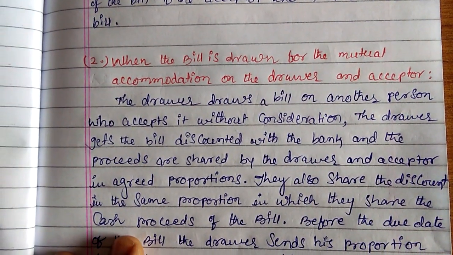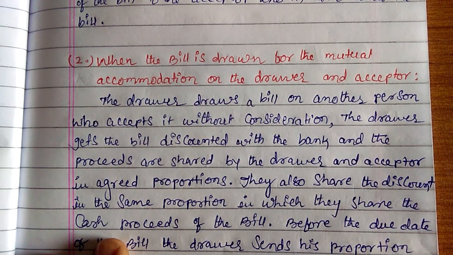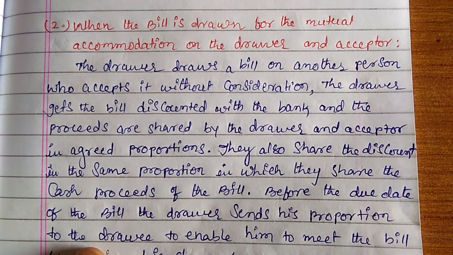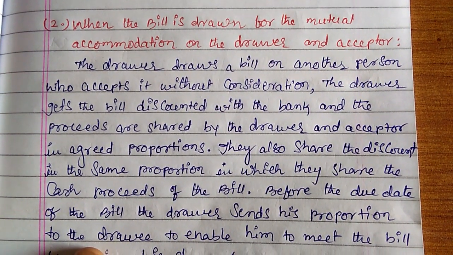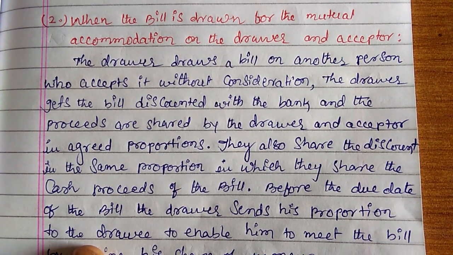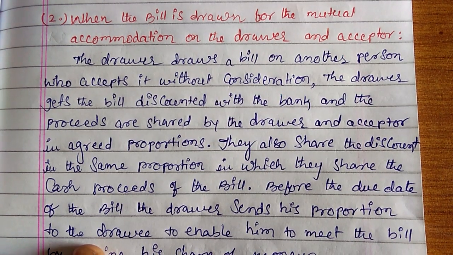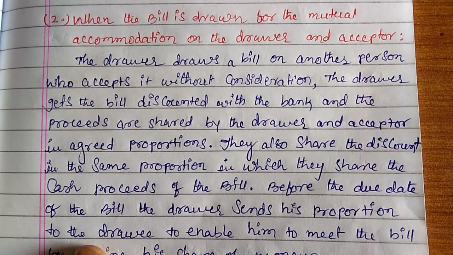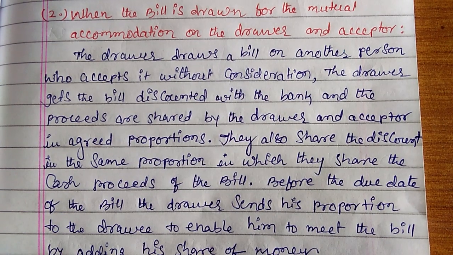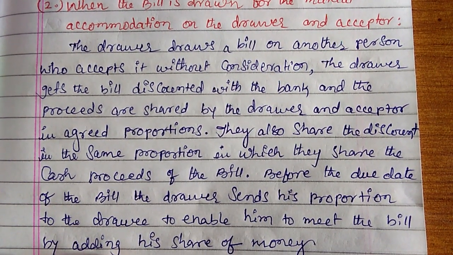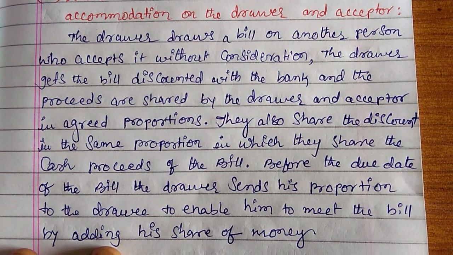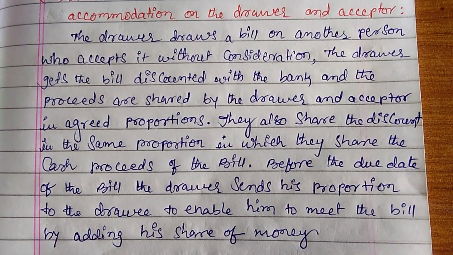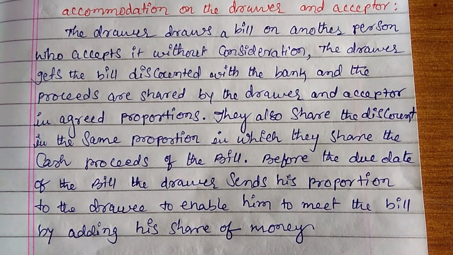And the second one is when the bill is drawn for the mutual accommodation of the drawer and acceptor. The drawer draws a bill on another person who accepts it without consideration. The drawer gets the bill discounted with the bank and the proceeds are shared by the drawer and acceptor in agreed proportions. They also share the discount in the same proportion in which they share the cash proceeds of the bill. Before the due date of the bill, the drawer sends his proportion to the drawee to enable him to meet the bill by adding his share of money.